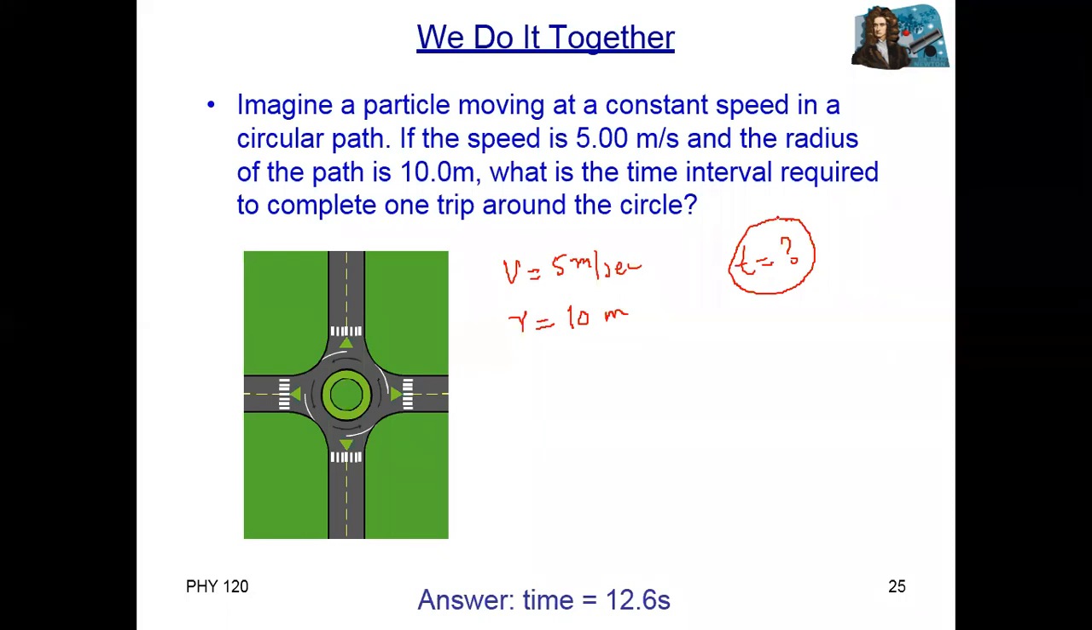Any idea? 2 seconds. Like what? How can you solve this? We divide the distance, but the radius is given, not distance. This is the radius of the circular path, so we first find the diameter. Try this one. The answer is 12.6. You can see the answer. 12.6. But how?